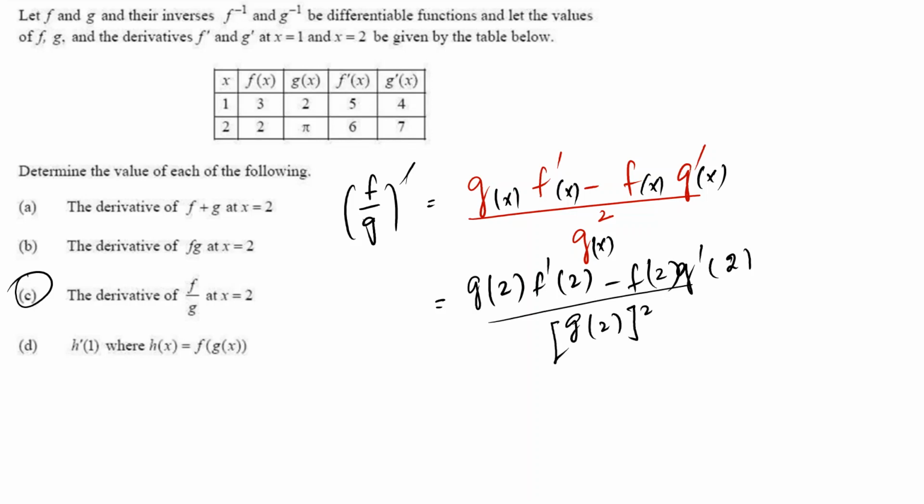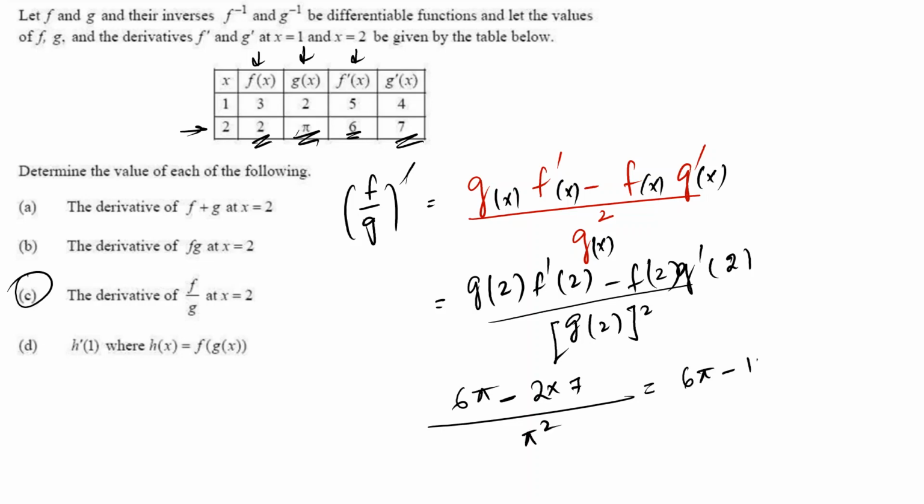Okay, now let's see g of 2. So here is the g, here is the 2. So g of 2 is pi. F prime of 2: f prime is here, at 2 it is 6. Minus f of 2, it means f here and 2 is here, times g prime of 2, which is 7. Over g of 2, that is pi, and then put the square. Now it will give us 6 pi minus 14 divided by pi squared. You can work it out in the calculator or leave it here, it's up to you.